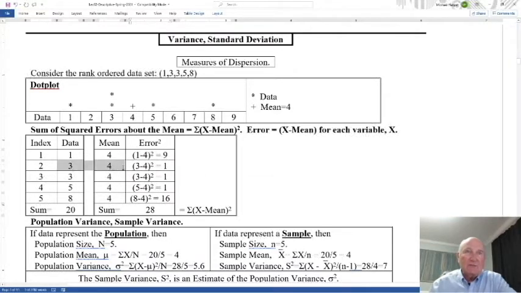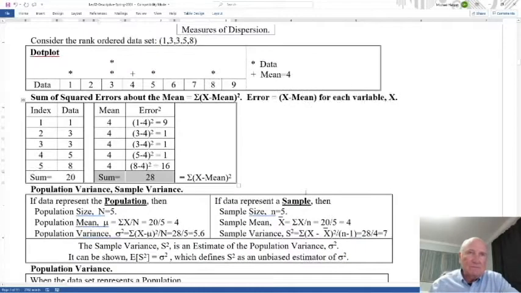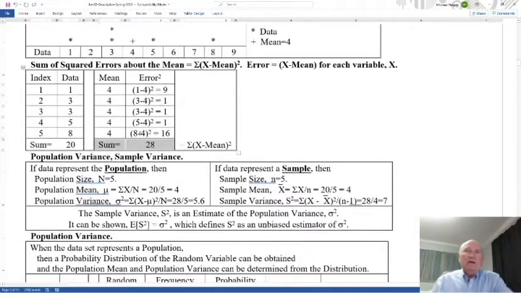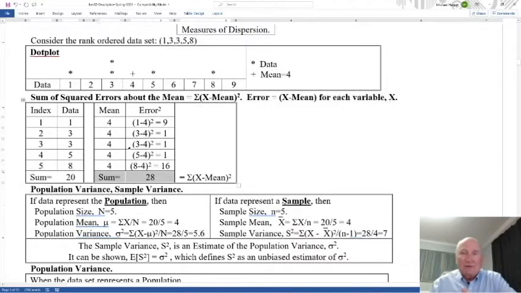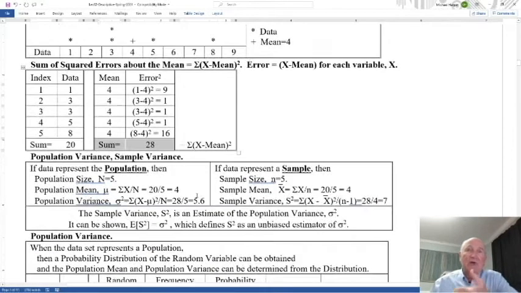I do the same thing for each one of these. And then I sum it up, I get 28. That 28 is the sum of the squared errors of this sample or population. Okay? Now, is it a population or is it a sample? Well, it depends on if it's a population or sample. That's how you call the variance.